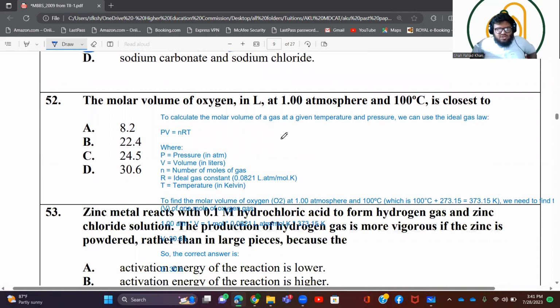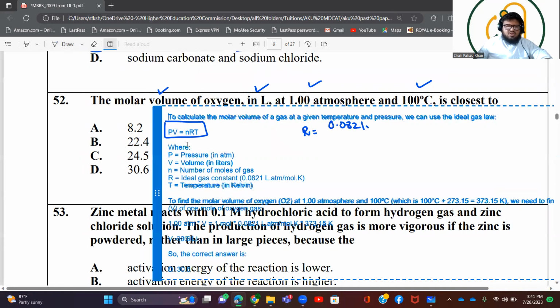52. The molar volume of oxygen in liters at 1 atmosphere and 1 degree Celsius is closest to. We can calculate it using PV equals nRT because the pressure is given, temperature is given, and the volume needs to be calculated only. So we can use this entire equation and the value of R, just make sure you take it as 0.0821, because the pressure is in atmospheres and temperature needs to be converted into Kelvin.